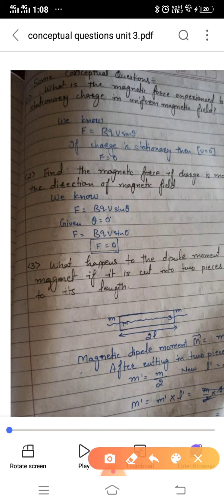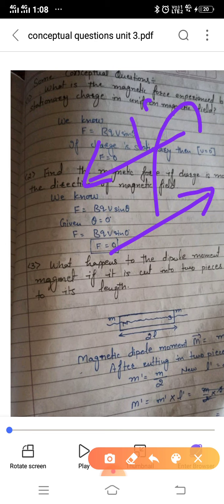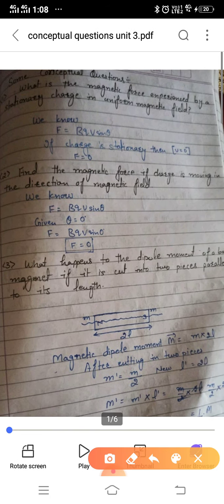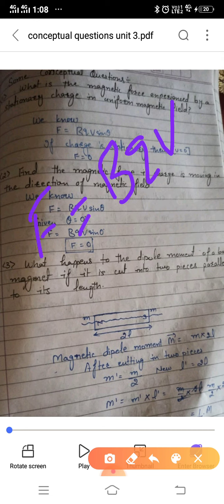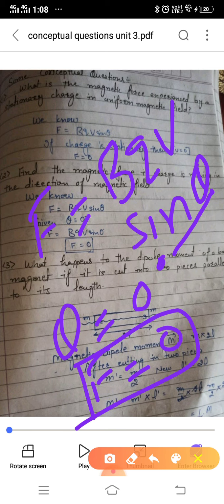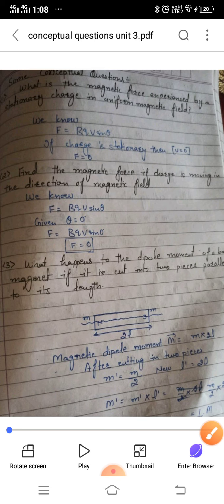On the other hand, if both are moving in opposite direction, then angle between both will be equal to 180 degree. Okay, so here angle is 0, and you know that F is equal to BQV sine theta. As both are in same direction, theta equal to 0 degree, and sine 0 is also 0. This means F equal to 0. So in both cases the force will be equal to 0.